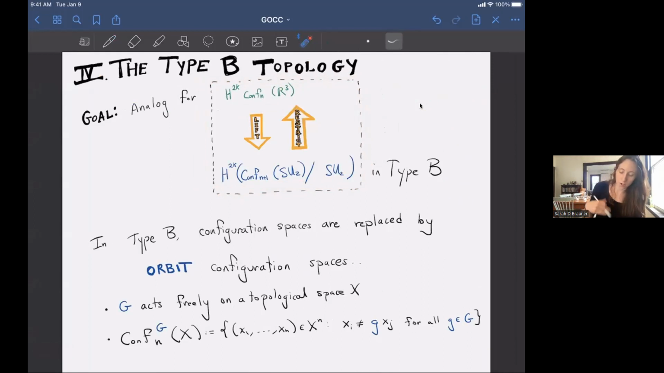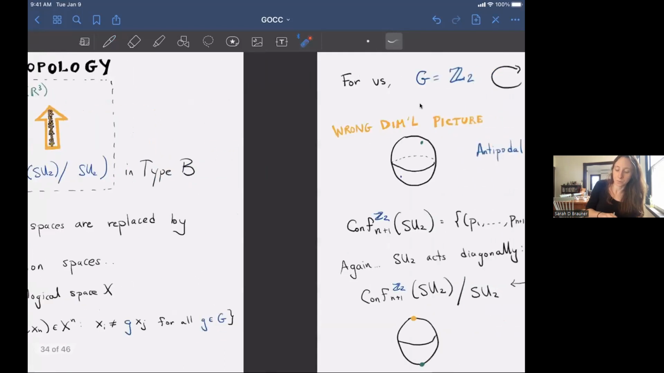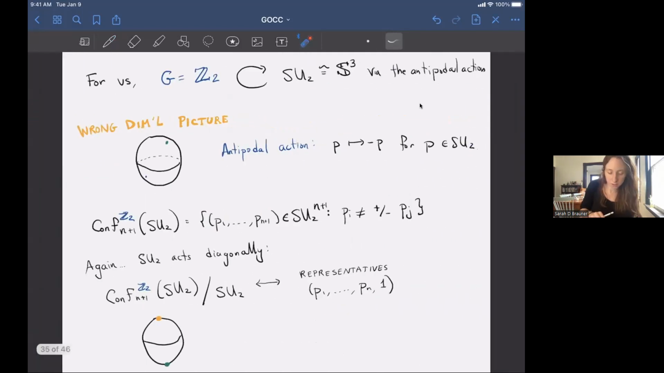Okay, so in type B, the right analog for a configuration space is called an orbit configuration space. What this means is I'm going to have a group G acting freely on a space X, and I want to think about the set of points x1 through xn in X, where I now require that all of my orbits are distinct. I'm going to give an example that I think makes this pretty clear.